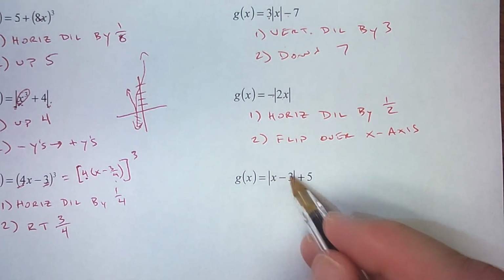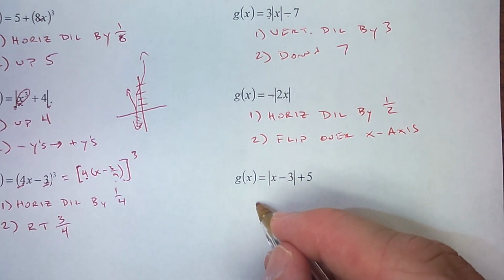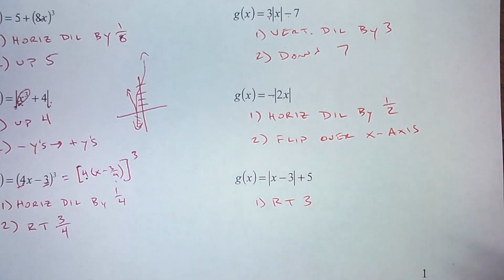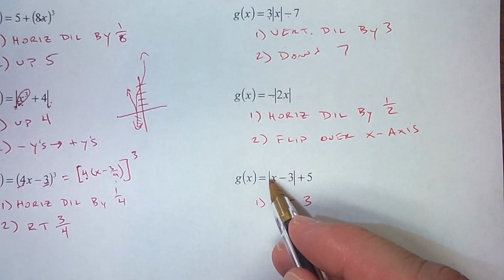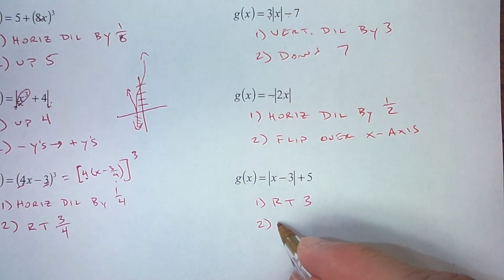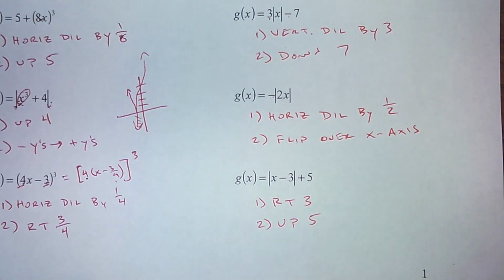And our last one, there is a subtraction inside. Minus inside means it will shift right 3 units. There's nothing here to divide by but a 1. And then adding outside, that will make it go up 5 units. So right 3 and up 5.